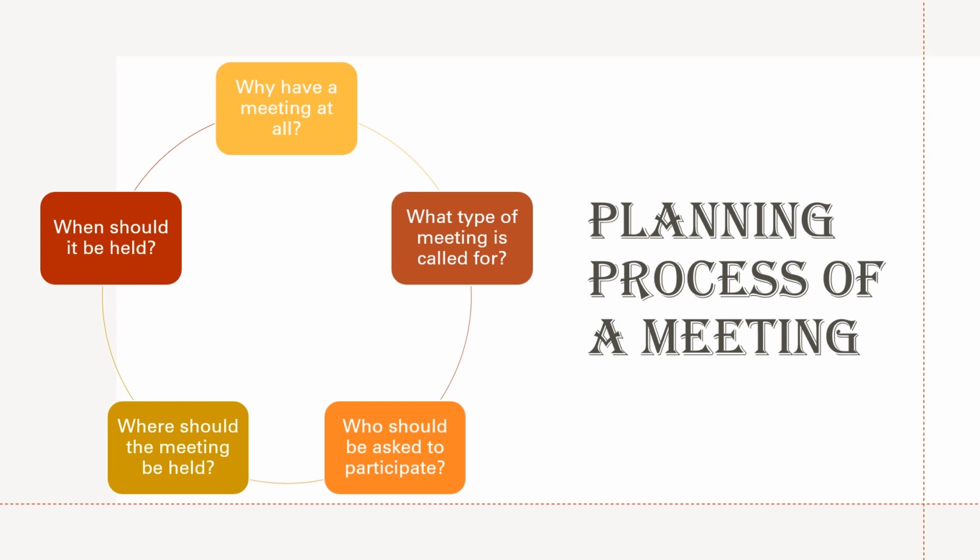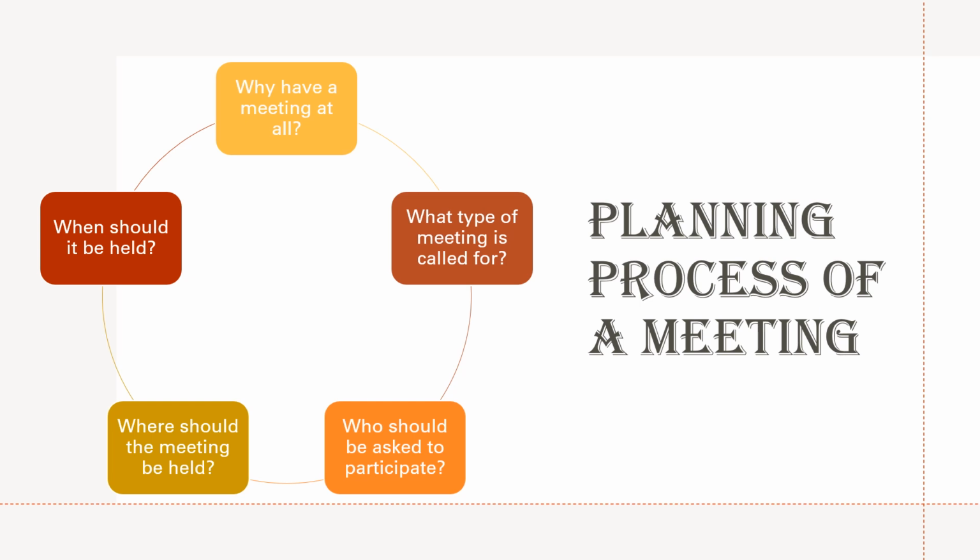So while we are convening and organizing a meeting, there's a lot of planning that goes behind it: why the meeting, the purpose, and what type of meeting. Depending upon the type will be decided the number of participants, or who has to participate, where the meeting would be and when it should be.